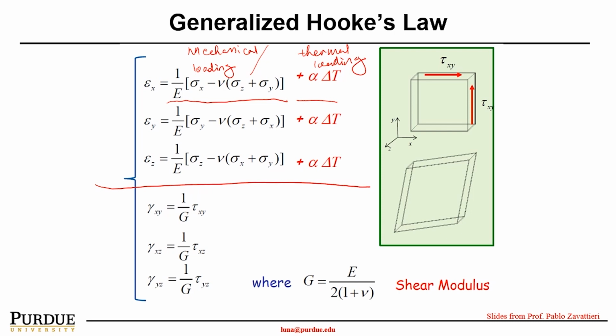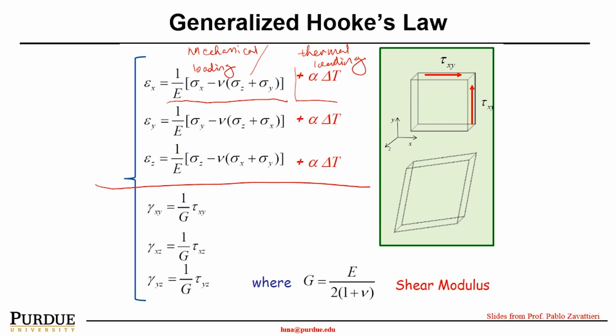So therefore, in this case, the strain induced in the x direction should equal 1 over the modulus times the stress in the x direction, minus Poisson's ratio times the stress in the z direction plus the stress in the y direction, plus the thermal induced strain, which is alpha times delta T. A similar general approach can apply to the y-axis and the z-axis.